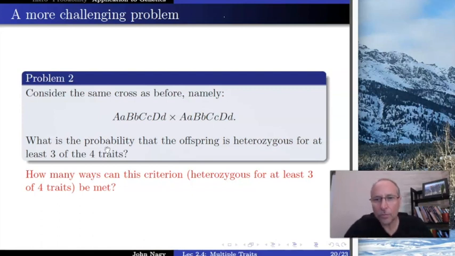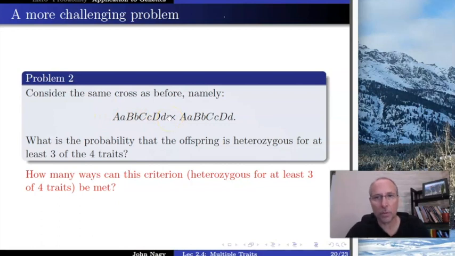Now, we're talking about being heterozygous for 3 of the 4 traits. There's 4 traits, so we could be heterozygous for any of these 3 and homozygous for 1. Okay, now that's the key. That would be exactly heterozygous for 3 traits. But this is at least 3 of the 4 traits, which means you could be heterozygous for any of these 3 and homozygous for 1, or heterozygous for all 4 of them.